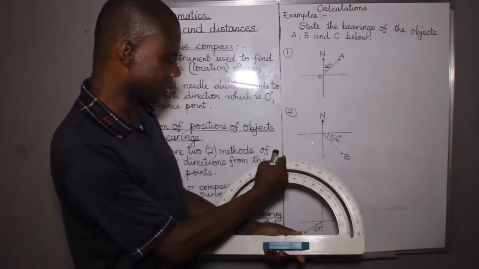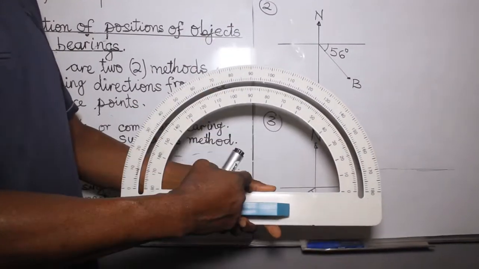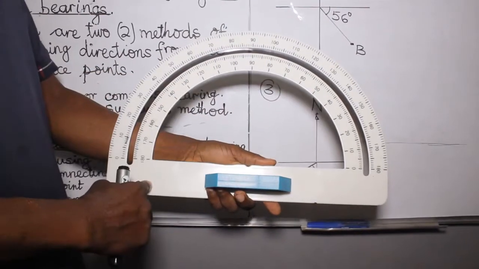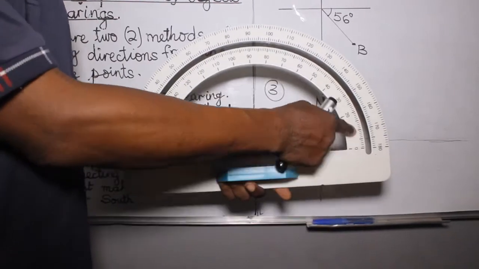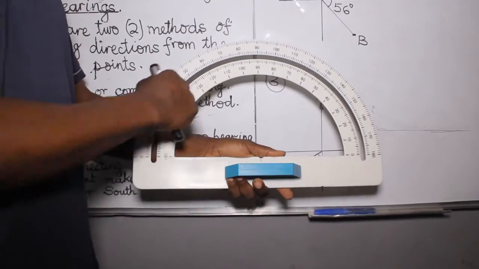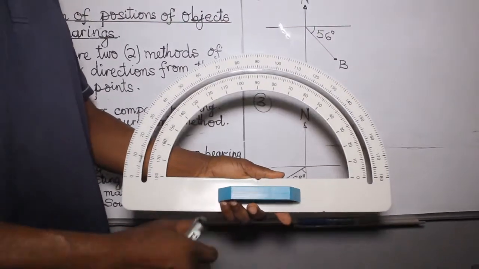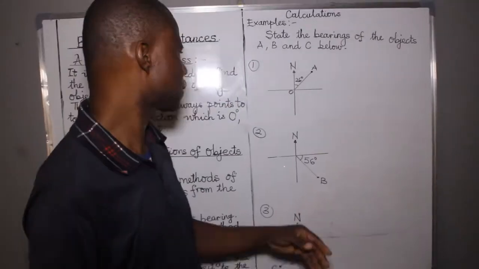Here we have 90 degrees, which is perpendicular. 90 degrees, perpendicular. This way, we come from 0 and we move anti-clockwise. And this way, we move clockwise. So this is anti-clockwise and this is clockwise. So that is the reading. Thank you. Now let's proceed further, taking a look at these examples.